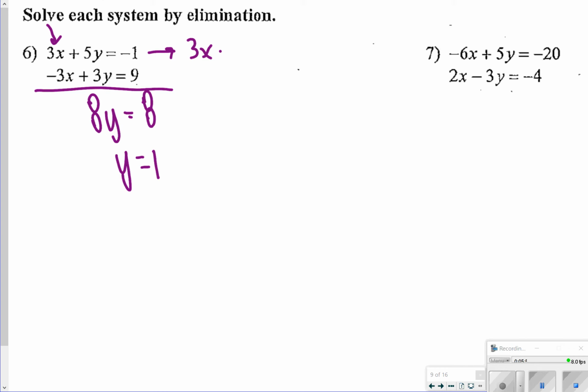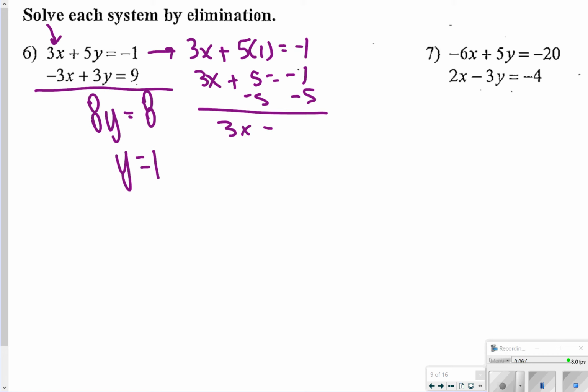So 3x plus 5 times 1 equals negative 1. That's 3x plus 5 equals negative 1. Minus 5 from both sides. 3x is equal to negative 6. So x is equal to negative 2. So my answer for number 6 would be negative 2, comma 1.